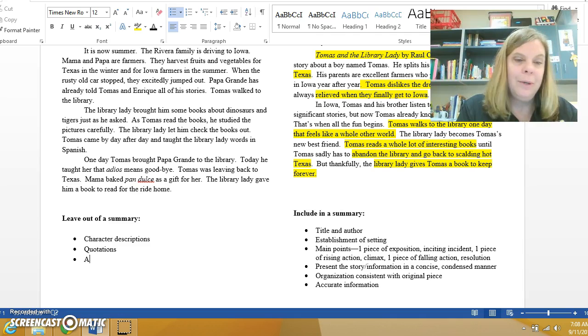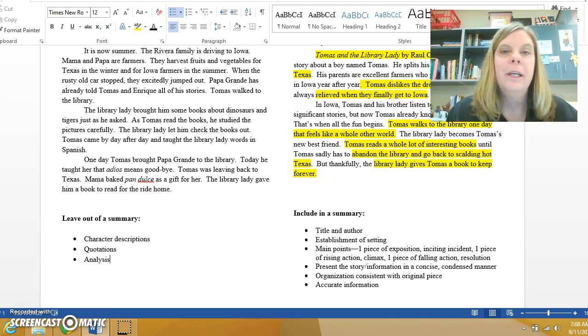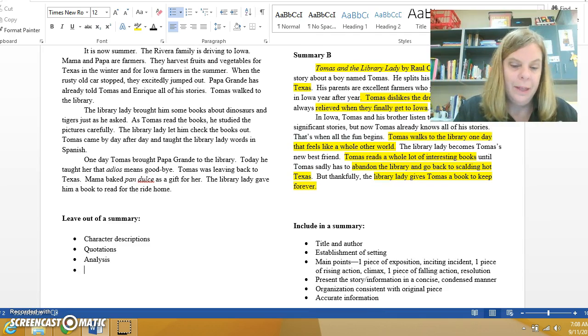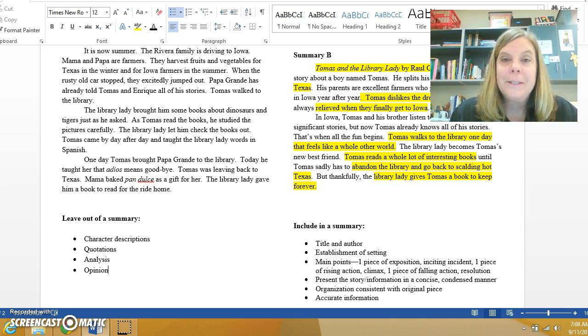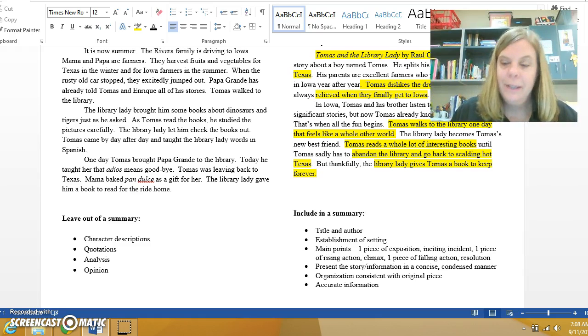Next thing you want to leave out is any analysis of the writing style, and no analysis of what the theme is or anything like that. Okay. Again, summary is just the facts. And then the last thing that you want to make sure that you leave out is any of your own personal opinions. A summary is not the time and place for that. And again, it's just going to be the facts. And that concludes our lesson on writing a successful summary.